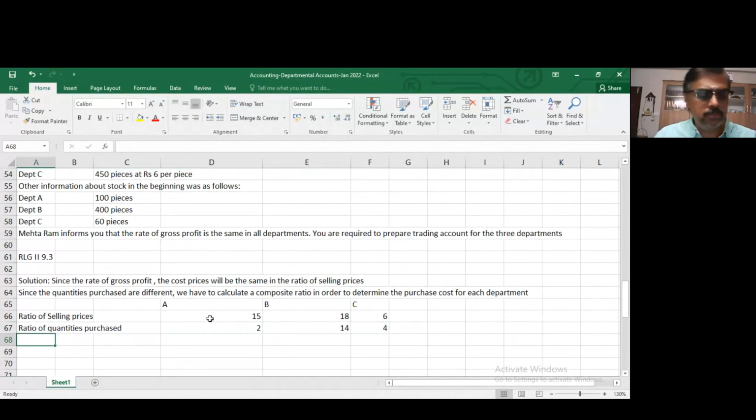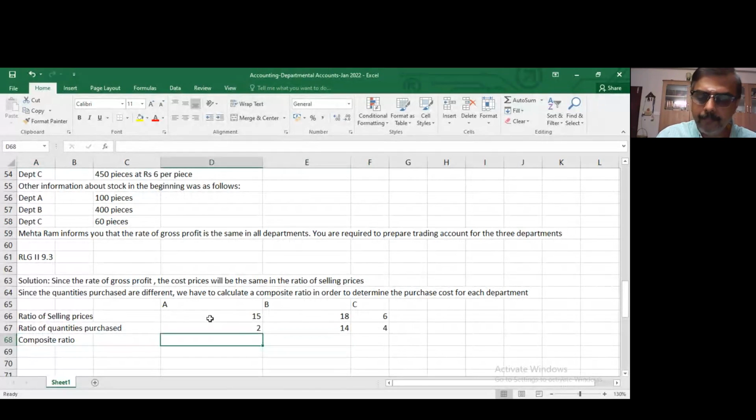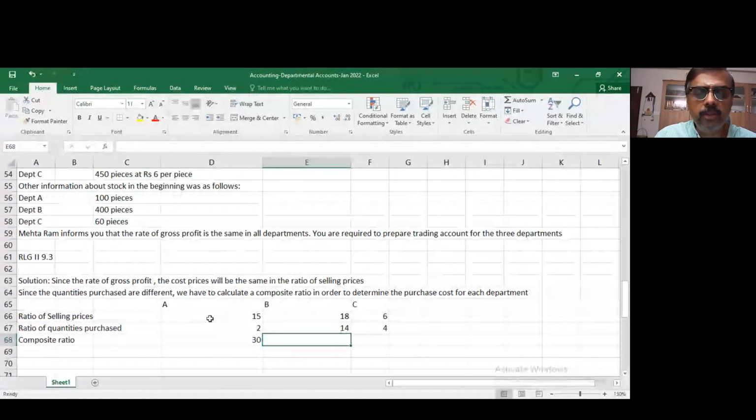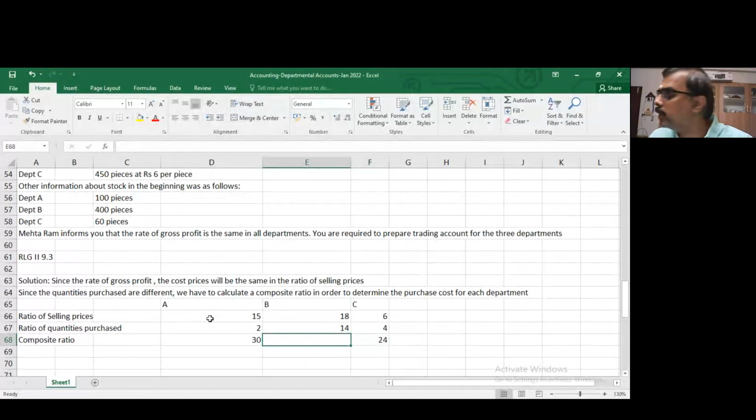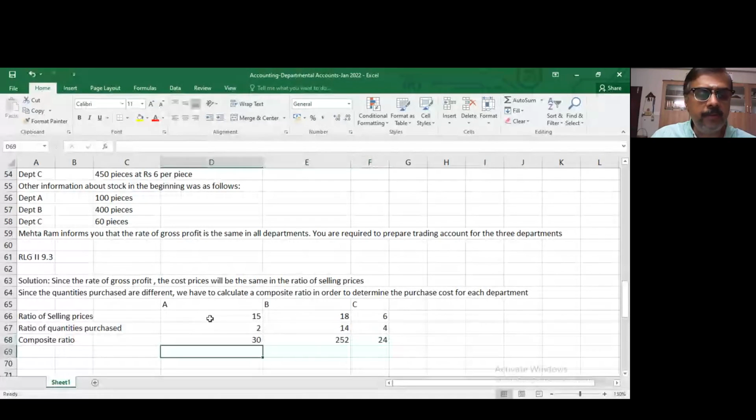The composite ratio. Now I'm going to take the composite ratio of both. 15 into 2 is 30, 18 into 14 is what? 18 into 14 is 252, and 6 into 4 is 24.